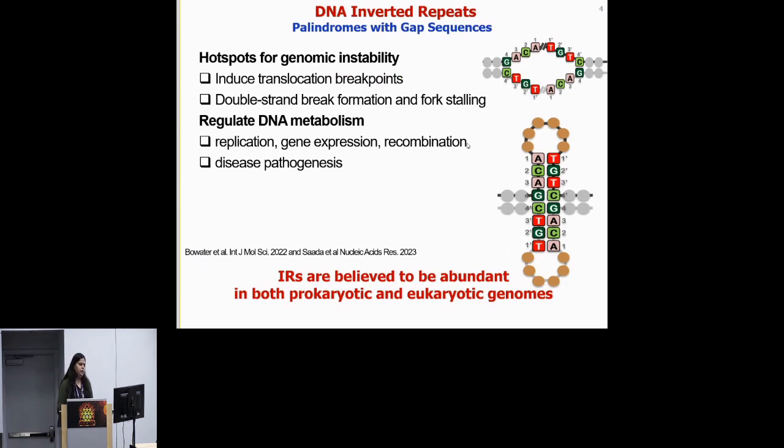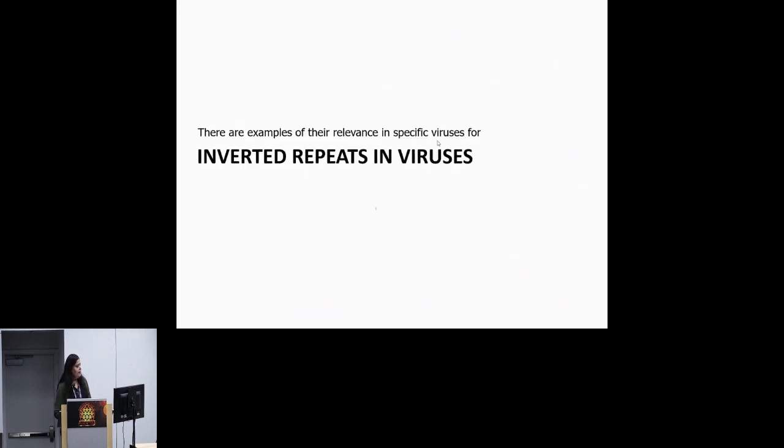Inverted repeats are similar to palindromes, except that you allow for a gap sequence between them. It can be zero length, that is, there's no gap sequence, or it can be as long as even 10,000 base pairs. They are believed to be relevant in the way a viral genome inserts itself into the host genome DNA, and so on. It's believed that they are abundant, but how abundant are they? That's what we wanted to find out.